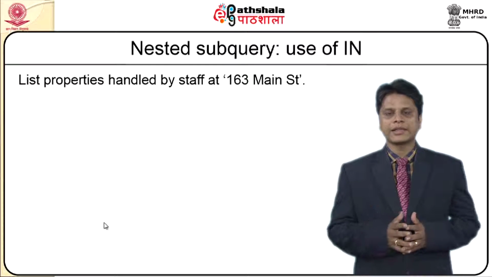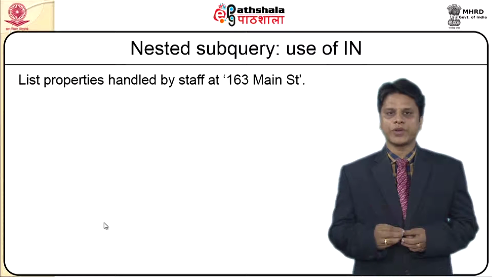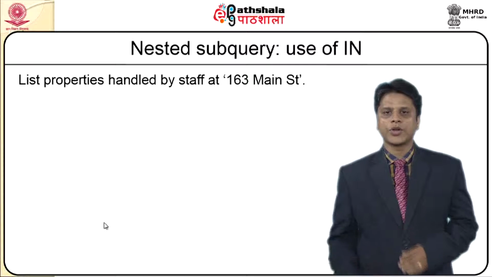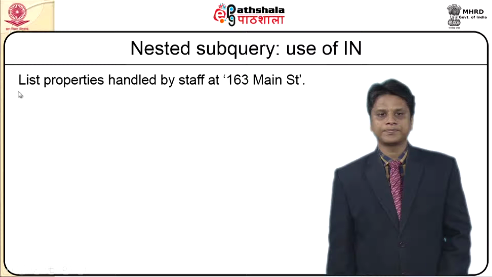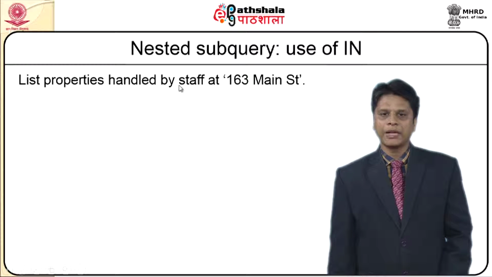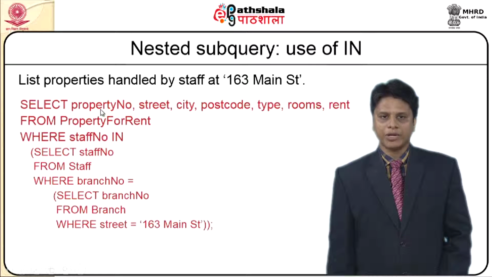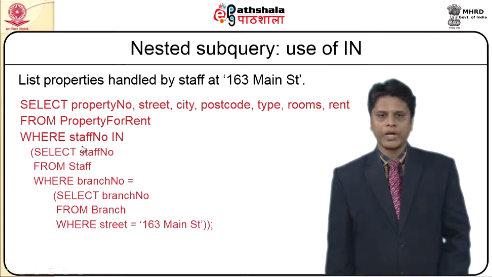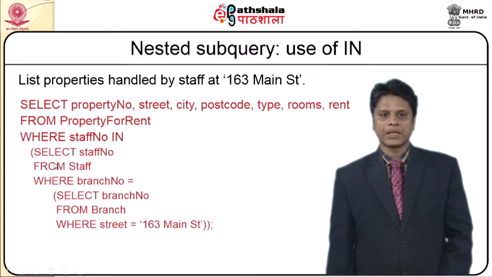As an extension of this query, there can be a use of nested queries with the use of in as its operator. List properties handled by staff at a street. Select property number, street, city, postal code, type, room, rent from the property for rent table, where staff number should be in, select staff number from staff where branch number is equal to, select branch number from branch where street is equal to this.